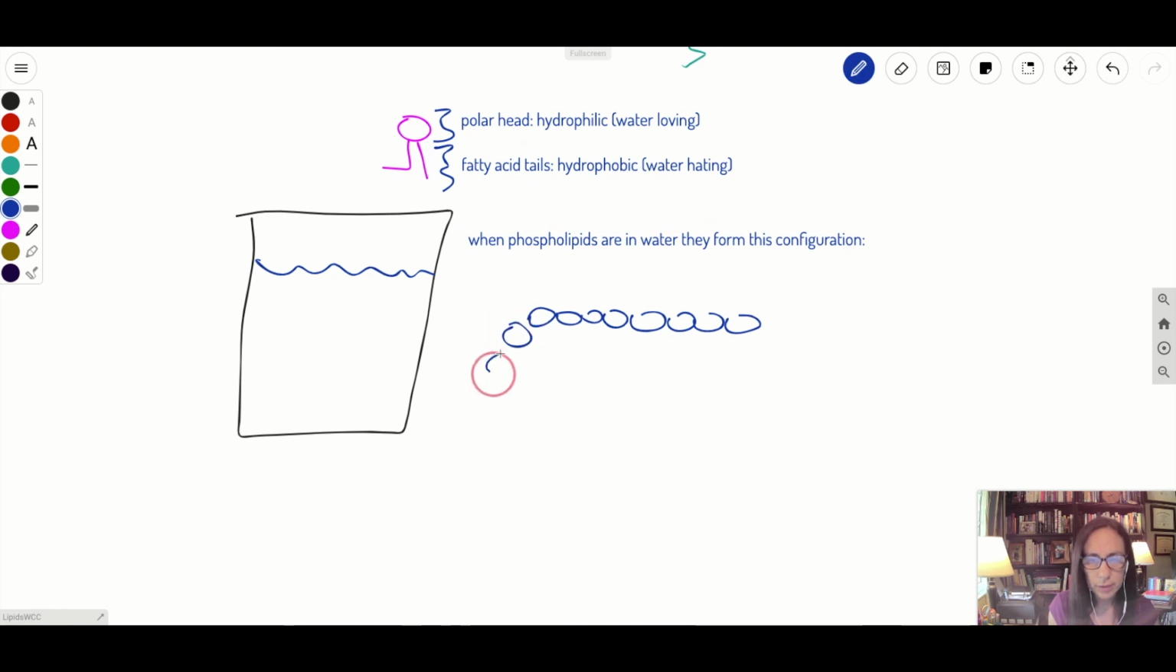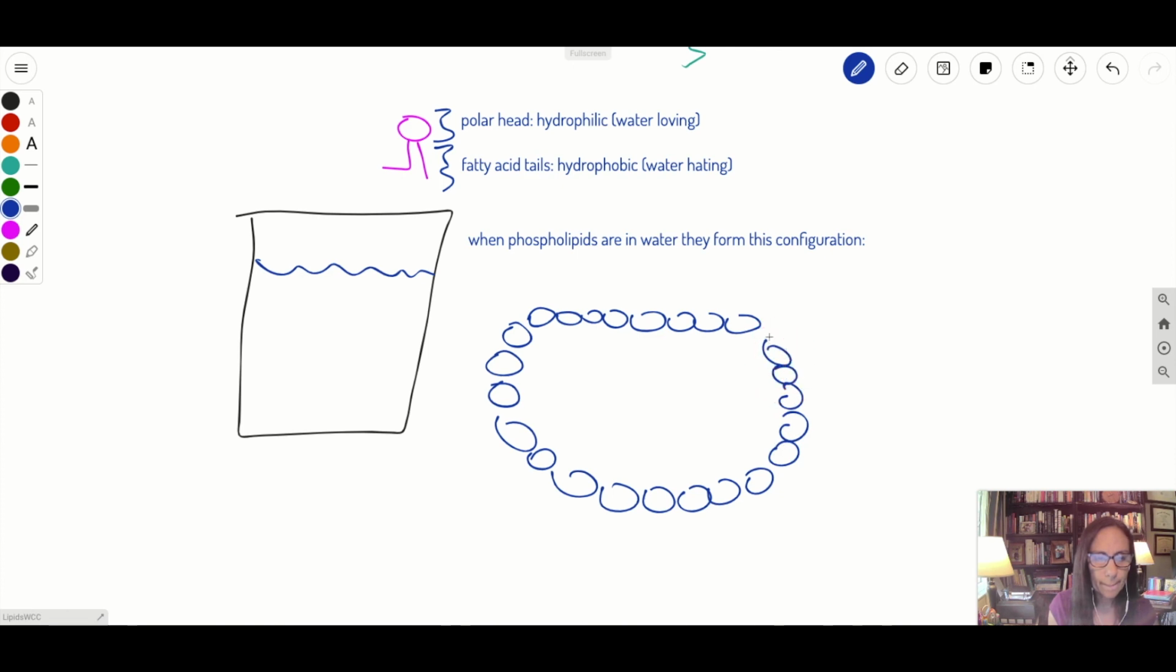Okay, so I'm going to draw this. I want you to draw this in your notebook too. They form a circle where all the heads are on the outside. Okay, and then what happens is all the tails are on the inside of that. But there's water on the inside of this also. So what ends up happening is you have another layer of phospholipids with the heads on the outside touching the water because it loves the water. Okay, I'm going to draw in the tails in a second. Okay, and then the tails are going to be all facing each other.